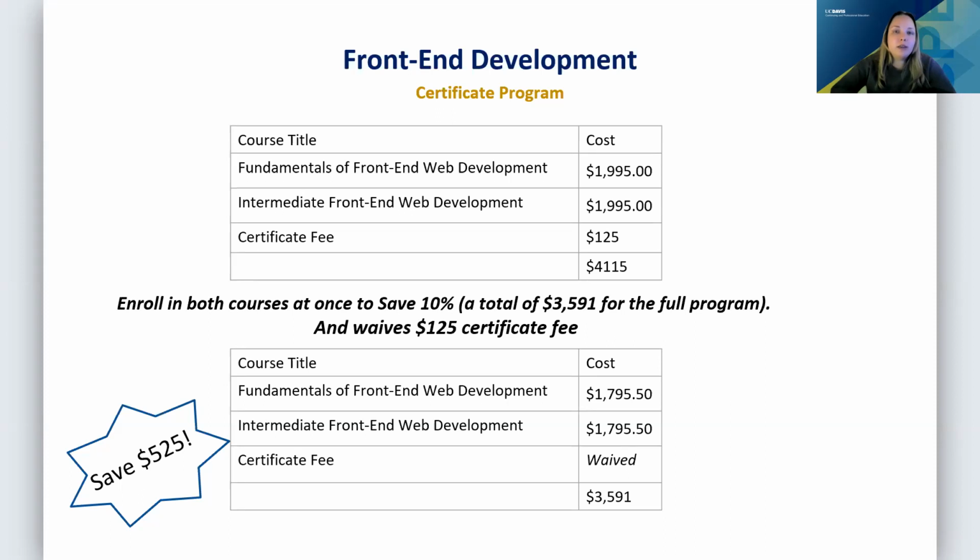There is an opportunity to save a pretty significant amount of money if you know that you're planning on taking both courses and you'd like to take them with the schedule that we just discussed from April to September. You can actually purchase both courses at the same time. There's a 10% savings there, which is about $400 off. And then we additionally waive the $125 certificate fee. So it's a total savings of $525, bringing your total down to $3,591. So it works out great if you already know you're going to take both courses. Better just to bundle them.